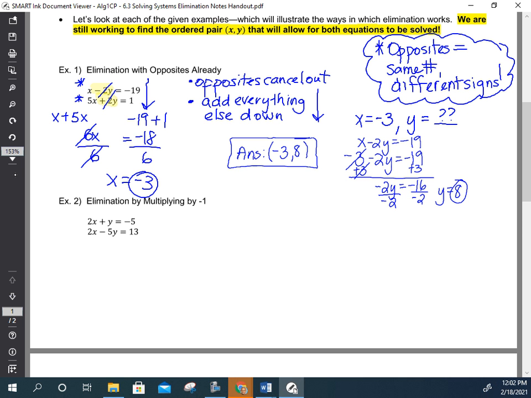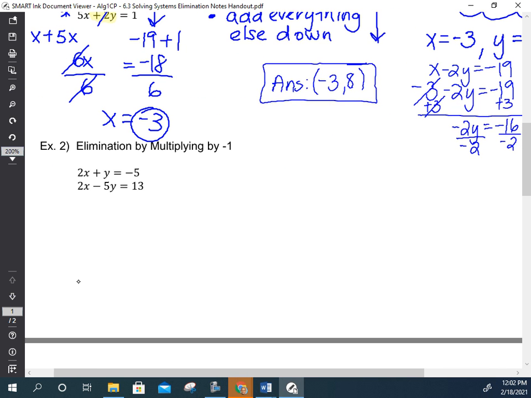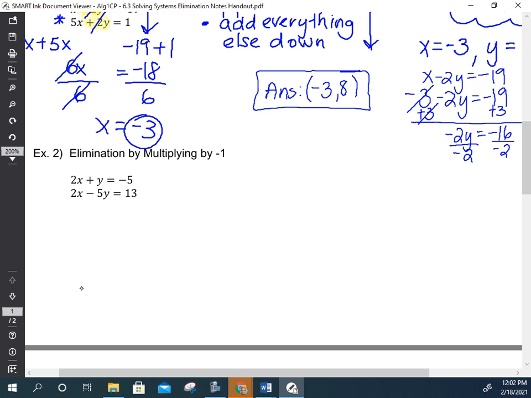Example 2. So the category of this problem is elimination by multiplying by negative 1. So remember, in order to have opposites, we need the same number, different signs. Same number, different signs. So here are the x's and here are the y's.